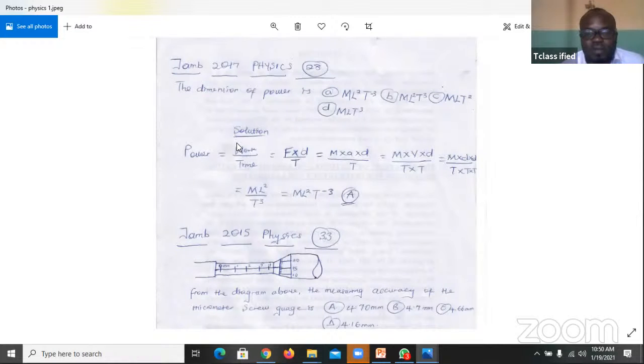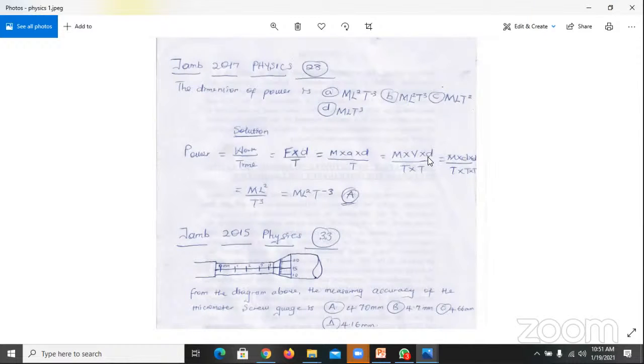So you can see how we moved from this to this. Now we have the next thing that we need to change, because we just want to see only M, L, and T. When you're doing dimensional analysis, you just want to see only M, L, and T, because they are your basic quantities. So make sure you change everything else. What are we still having here that is not M, L, or T? V and D, good.